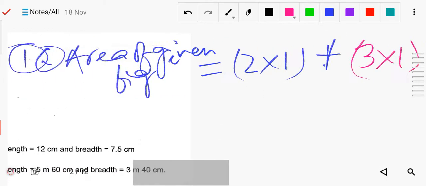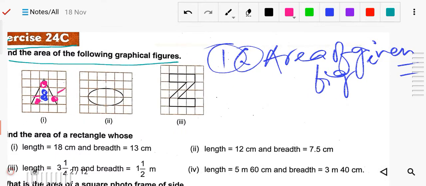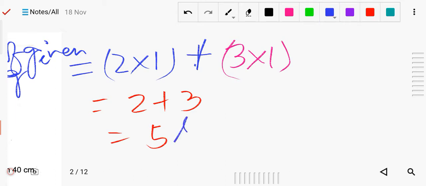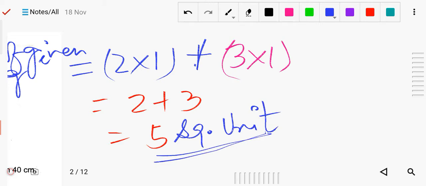Okay, and you can check that the rest are less than half, so no need to write. So now you have to calculate it. So 2 into 1 is 2 plus 3 into 1 is 3. So this is your 5. So this is 5 square unit. Okay, so that's your answer, 5 square unit.